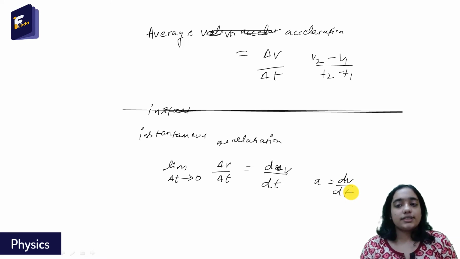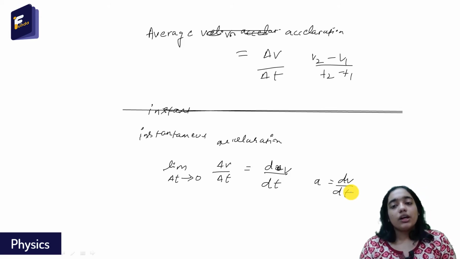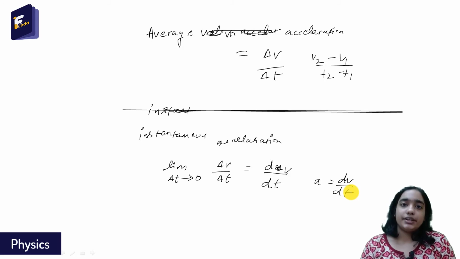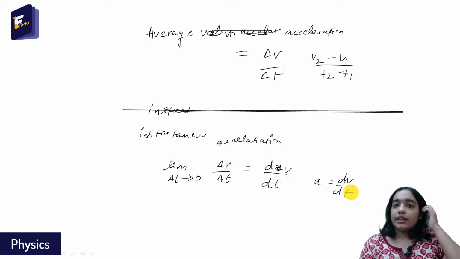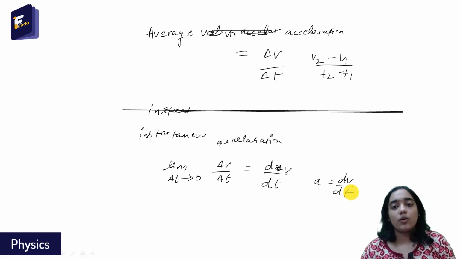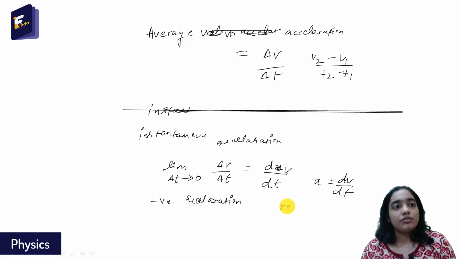So let us discuss one misconception of many students. I have heard many students saying that negative acceleration means retardation. That is the misconception. Negative acceleration doesn't mean retardation. I will explain how it is wrong. So what is the meaning of negative acceleration, and what is the meaning of retardation?